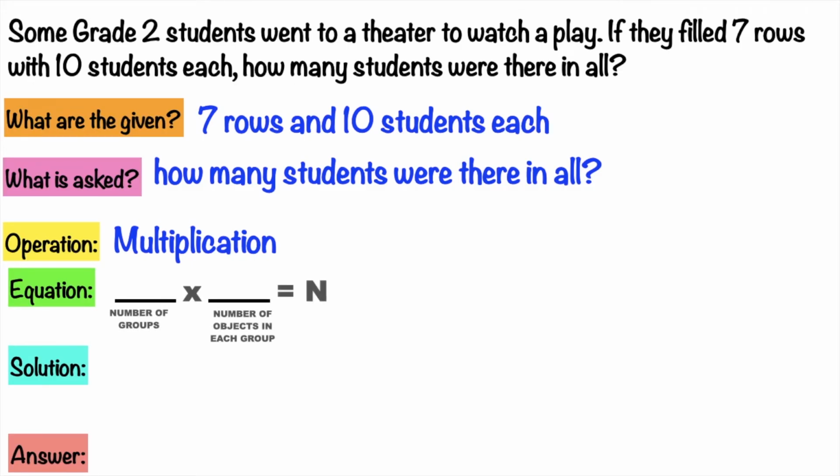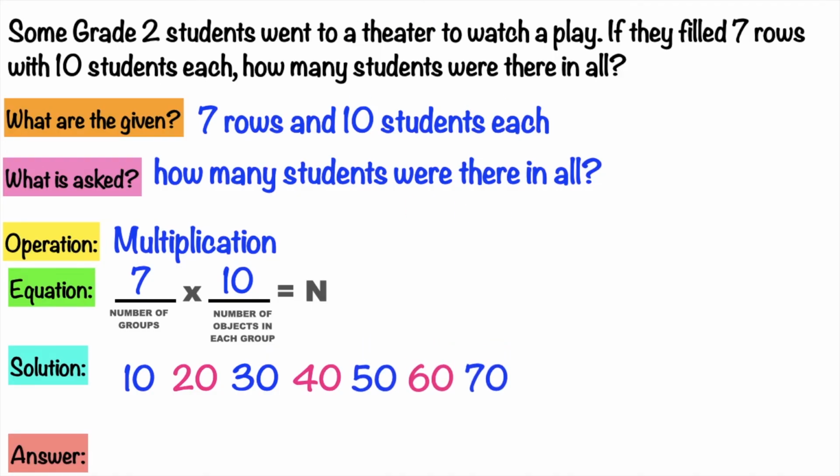Always remember, number of groups for the first factor, then number of objects in each group for the second factor equals n. So for the first factor, we have 7 rows, then 10 students each. For the solution, let's use skip counting by 10 or any solution will do. Remember that as long as you will get the correct product. So 10, 20, 30, 40, 50, 60, 70. So the final answer is 70 students in all.